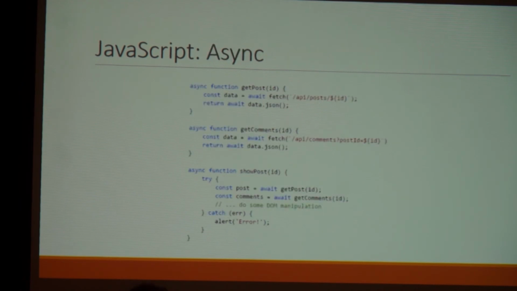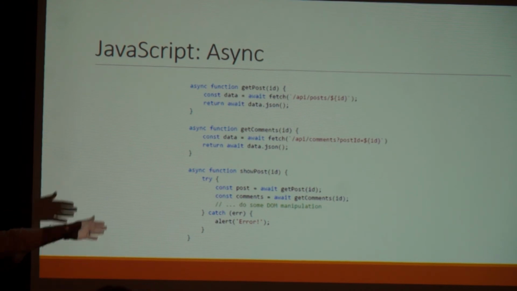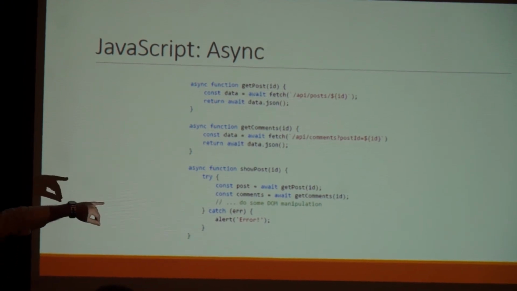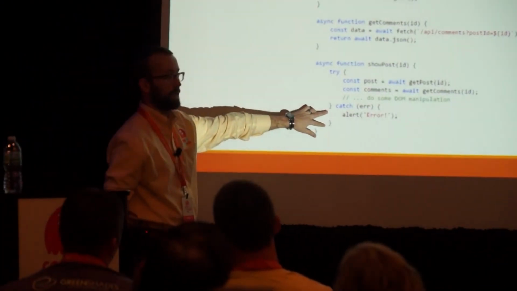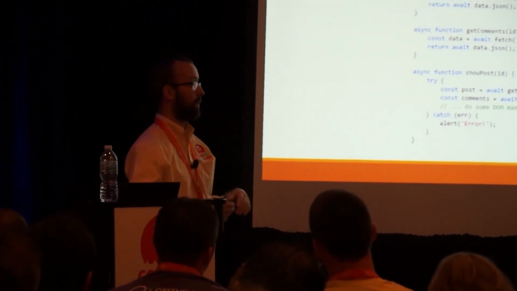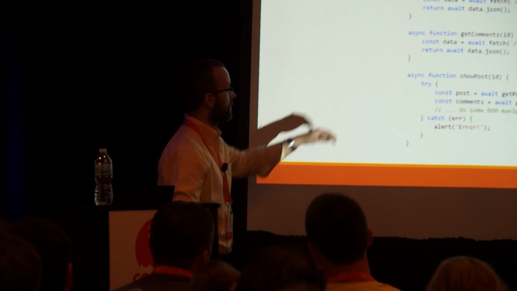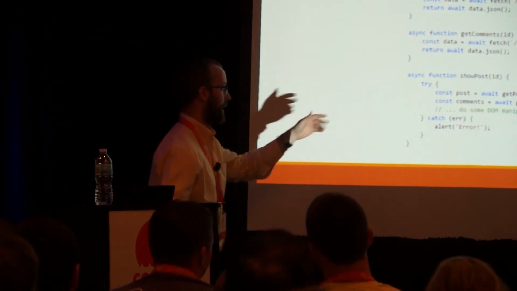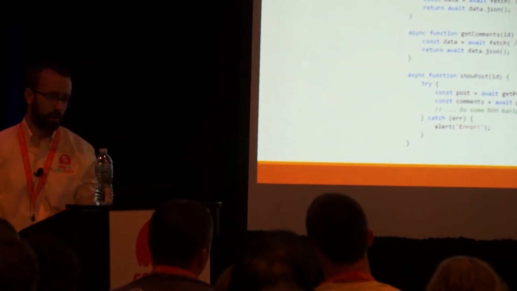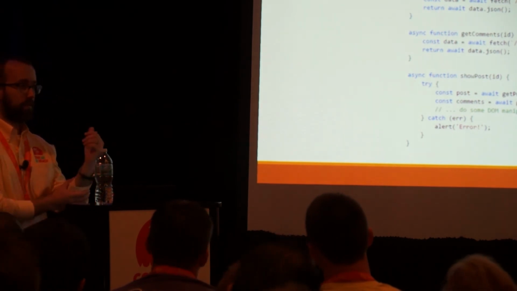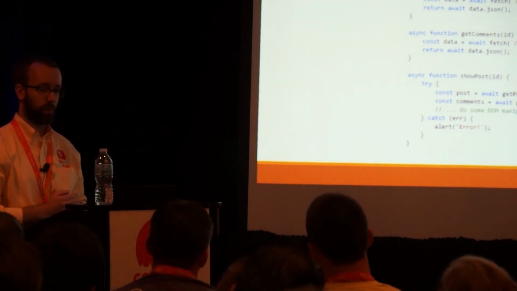So JavaScript now has async and await. You can do async function getPost, and then you can do await inside of it. Same thing with our getComments. And then down here, we've got showPost as our async function. We can do await inside of it. And then we get our same try catch behavior, so we don't have to do .catch on a promise. We can just do our multiple await calls here, and be able to do that in much less code than the nested lambda approach.